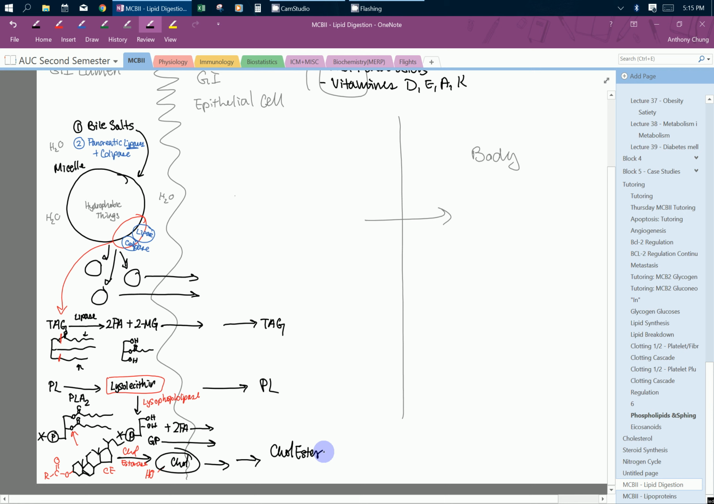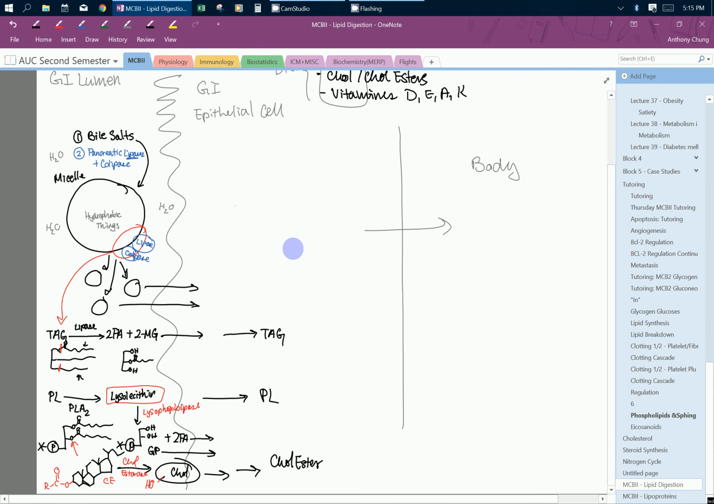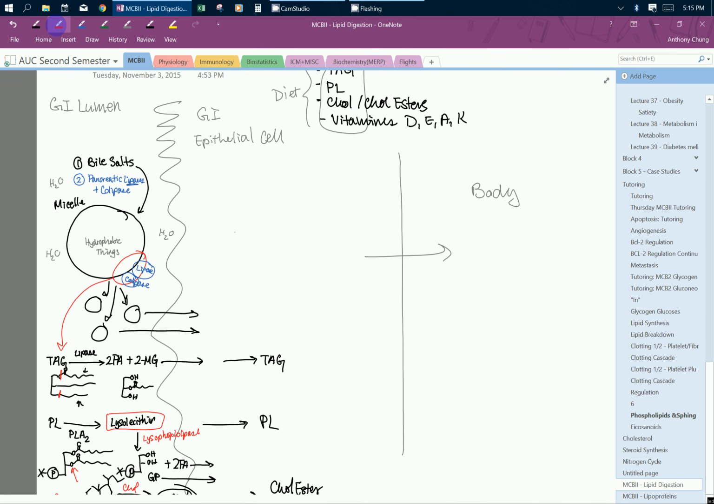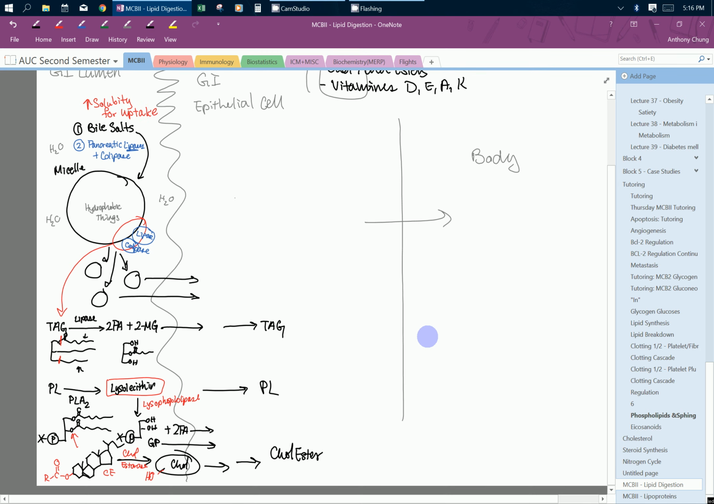So, are there any questions? That's it. Okay. All right. So you can basically summarize all these reactions as just slightly increasing the solubility for uptake, right? And now when it's inside the GI epithelial cell, all of these are going to be put back to what they were before. But in addition to that, we're also going to make the chylomicrons.